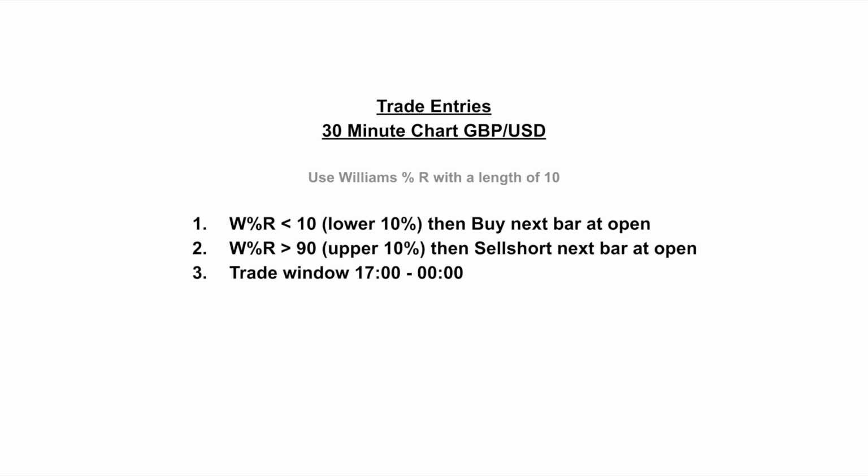So number one, for a buy trade or a long trade, we want to see Williams percent R under 10, or in the lower 10% of that indicator. Once we see that, we buy next bar at the open. And for a short trade, we want to see Williams percent R above 90, or in the upper 10%. Then sell short next bar at the open. But we've also got a trade window. We're only going to take trades if they occur between 1700 and midnight Eastern Standard Time.